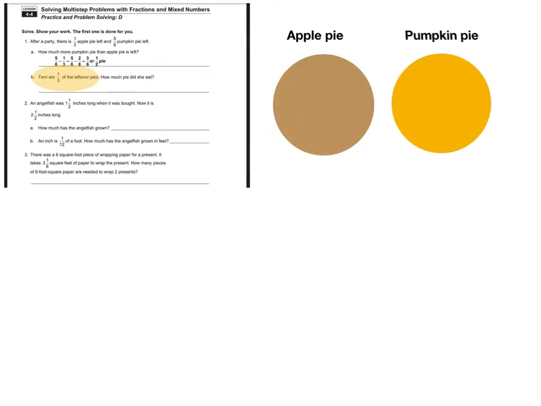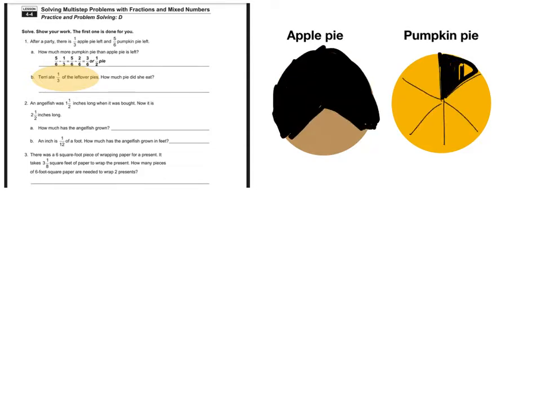So we are looking at part B, and that is what we are going to solve today. It says Terry ate 1/3 of the leftover pies. How much pie did she eat? So first we need to draw out our actual problem. We have an apple pie and a pumpkin pie. In part A of the problem, we know that 2/3 of the apple and 1/6 of the pumpkin pie were left.